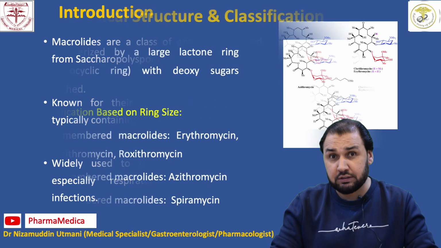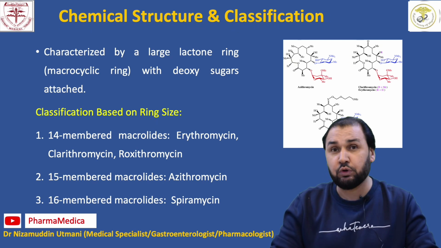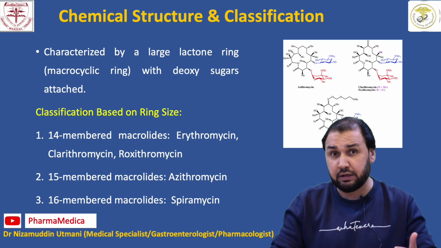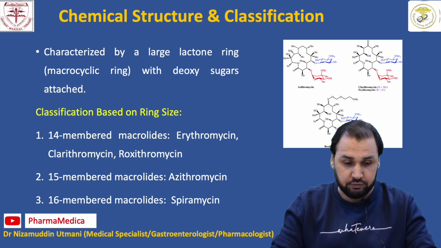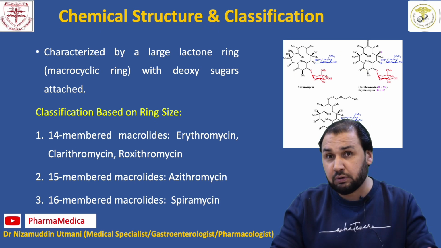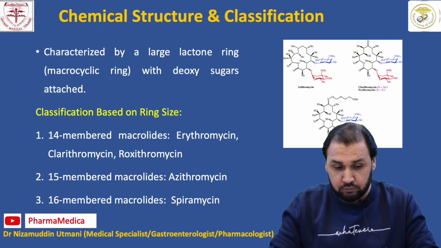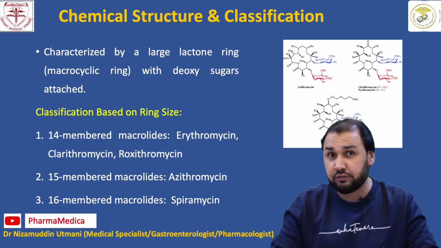We have already explained their chemical structure: a large lactone ring, which we call the macrocyclic ring, attached with deoxy sugars. They are classified according to the number of atoms. Some have 14, some have 15, and some have 16. The 14-membered ones are the most commonly used: Erythromycin, Clarithromycin and Roxithromycin. The 15-membered one is also a very important drug, that is Azithromycin.